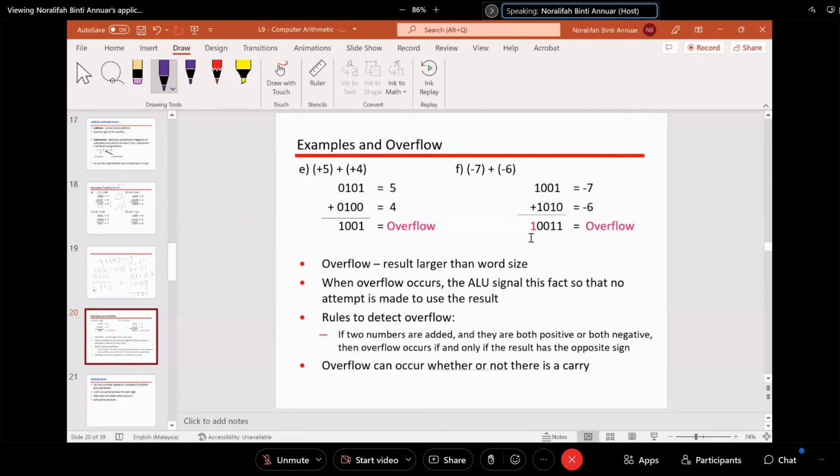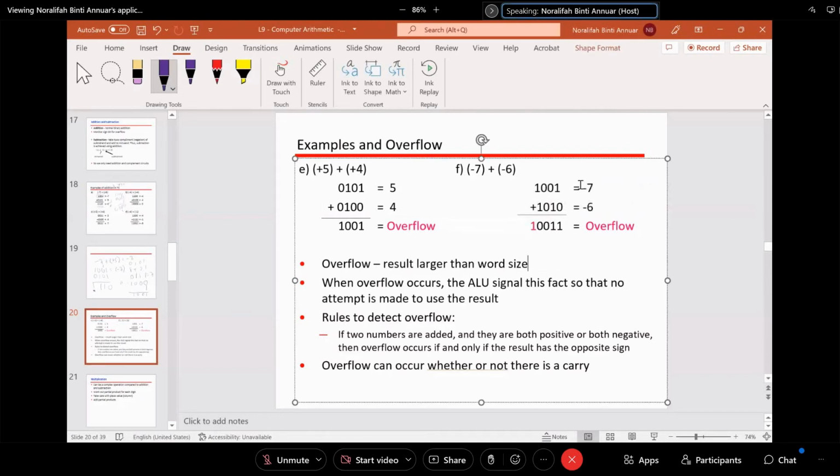Overflow maksudnya bit tu terlebih. Katakan 4 bit, then the result give you 5 bits. So they can ignore the overflow bits. Kan ni operation dia melibatkan 2 bits, 4 bits, 4 bits. But now you have 5 bits. The result give you 5 bits. So the yang paling kiri tu, the leftmost bit ni become a overflow.